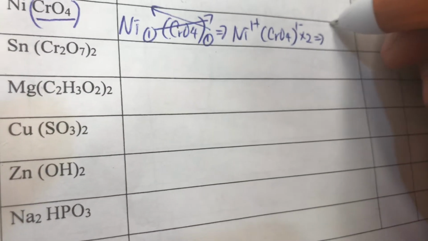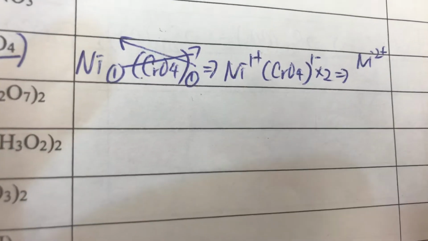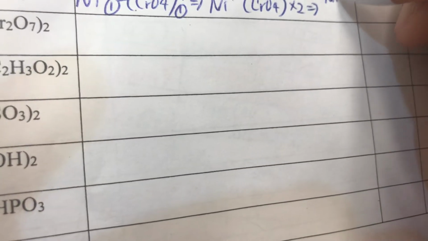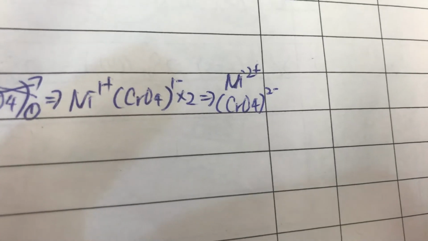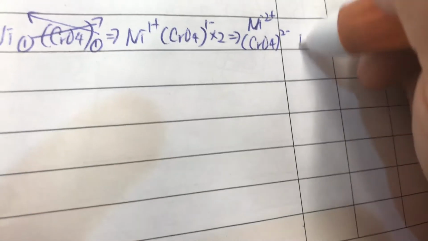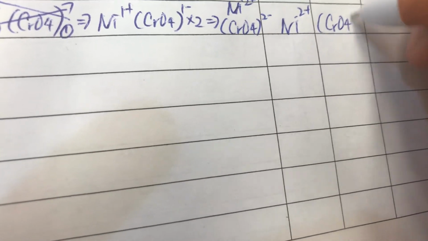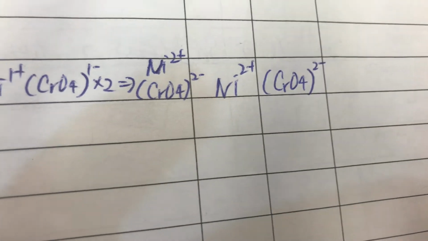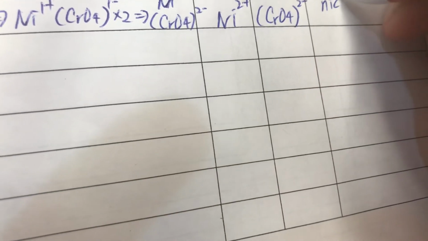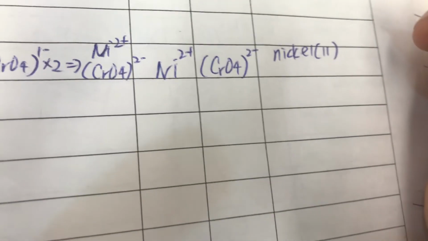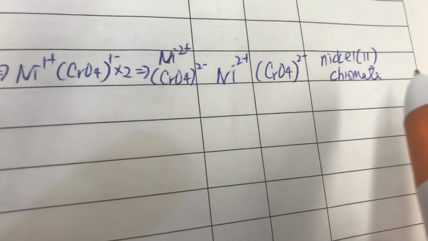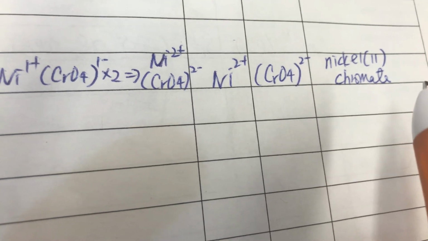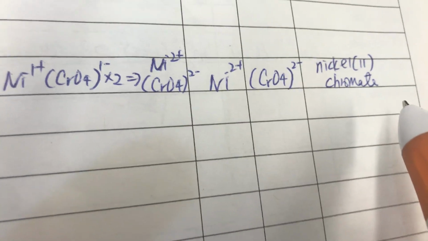Okay? So I get Ni2+, and then (CrO4) 2-. Okay, so happy now, Ni2+ and (CrO4) 2-. So the answer is nickel(II) chromate. Okay, for nickel we have to add the Roman numeral because nickel is a d-block metal with multiple charges, and it's not one of the 6 that we circled.